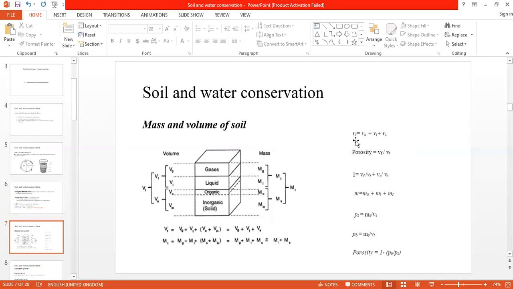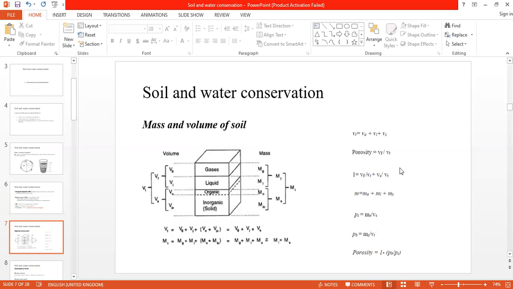So if we take a look at these formulas here, the first one is just telling us that for a particular soil, the total volume will be equal to the volume of air, the volume of the liquid, and the volume of the solid. So that would be the total volume. But you remember we said that we are mostly interested in the volume of the water and the volume of air.